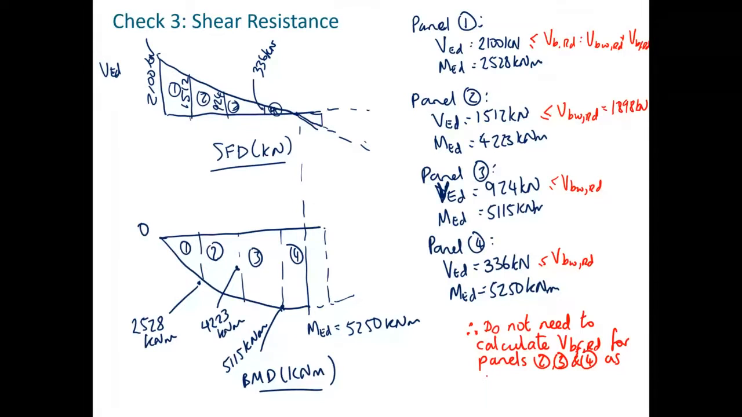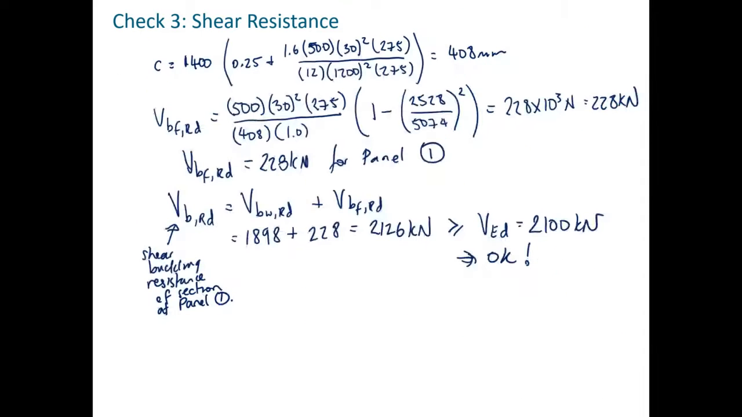as web shear buckling capacity is adequate. Okay, so it's kind of handy for us, means that we don't have to do all that check, so we don't have to go back.